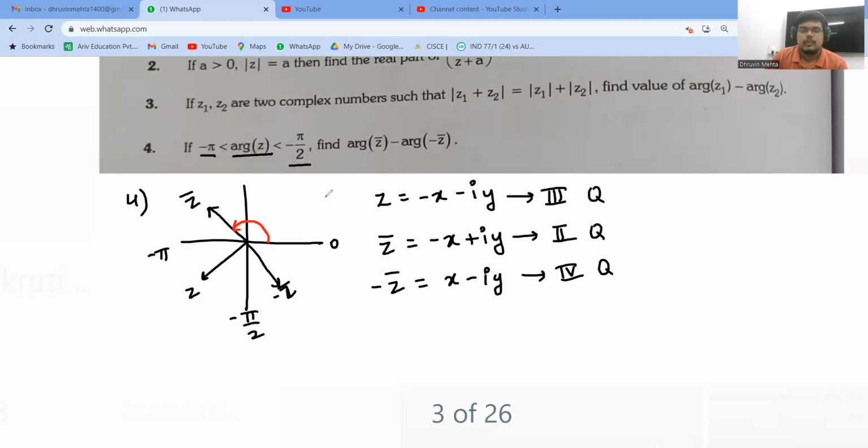Are you following this? And argument of minus z bar will be this angle. We need the difference of these. So do you realize the difference is this much? What is this angle? 180. Pi is the answer. The difference is pi. You can also think about it this way: they are exactly opposite to each other, on a straight line. So the difference is 180. You can say it is like a mirror image about the origin.